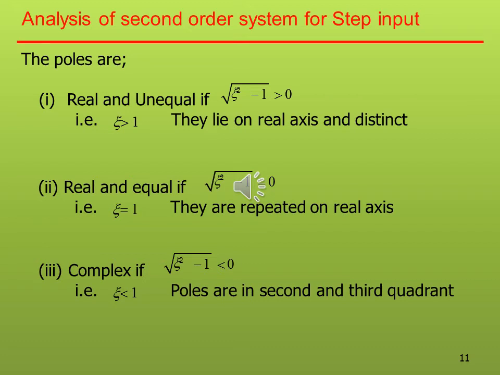Okay, so roots will be complex, or poles will be complex, such as minus 1 plus j and minus 1 minus j. Okay, so minus 1 plus j will be in the second quadrant and minus 1 minus j will be in the third quadrant.